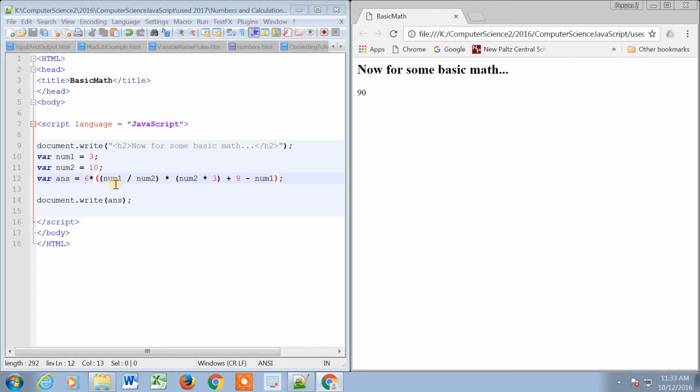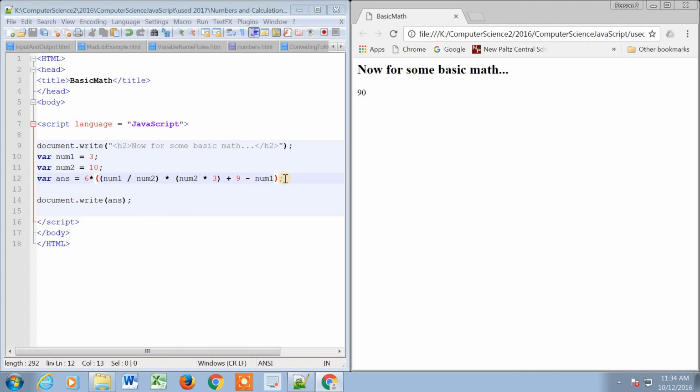And just like in math class, it does the inside parentheses first. It does this division. Then it does this operation. It multiplies num2 times 3. It multiplies them together, adds 9, subtracts num1. So it follows PEMDAS, of course, just like in your regular math class. Ooh, I forgot to say it multiplied by 6. But anyway, it follows PEMDAS: parentheses, exponents, multiply, divide, add, subtract. It does that just like you would think of in a normal math class.